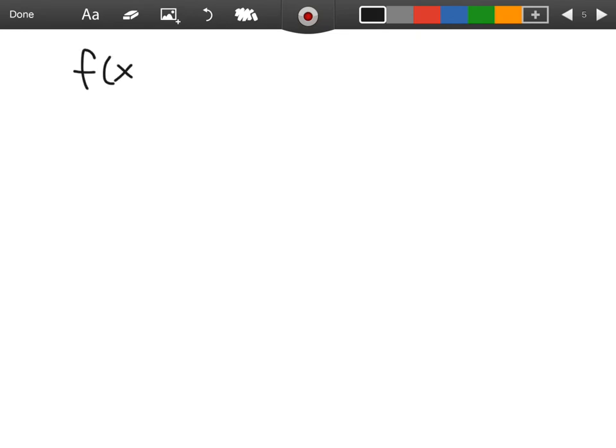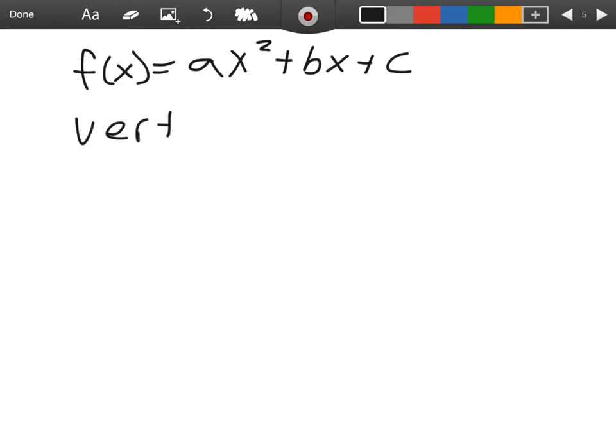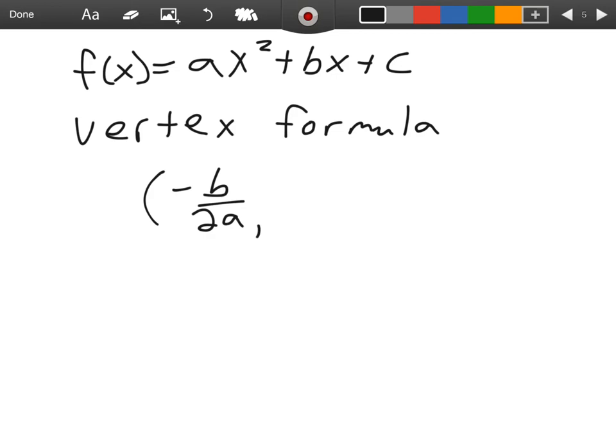Now, if something's not in that form, we have something else that helps us. If something's in the standard form of a quadratic, we have something called the vertex formula. This is more likely what you're going to use. It's negative b over 2a, and then we take that certain x value and plug it into the function to get a certain y value.